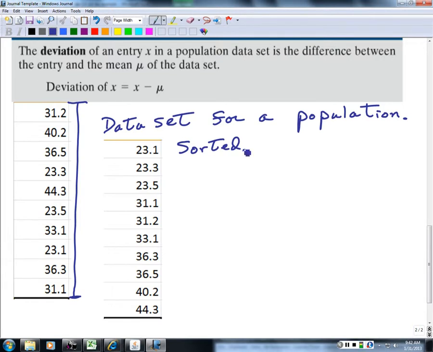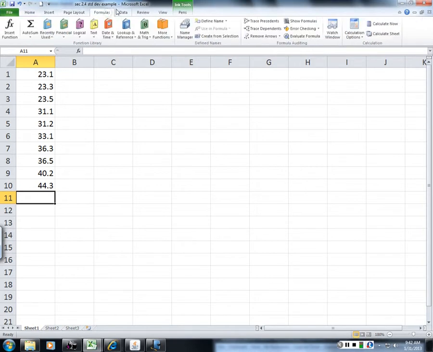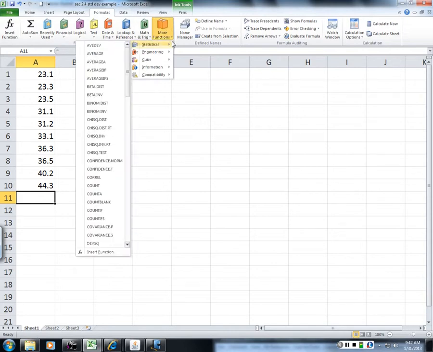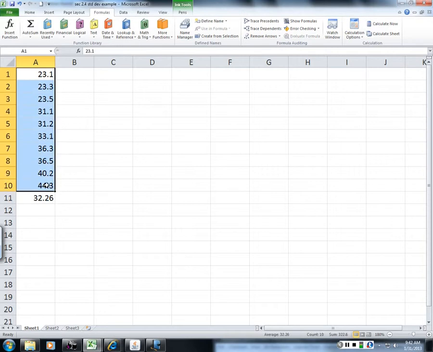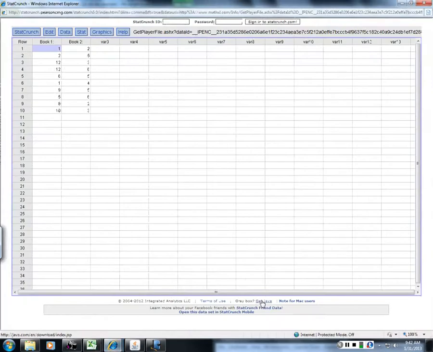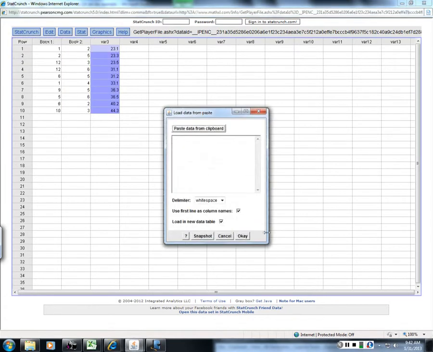How do I find the mean? Well, I go into Excel, I highlight that, and I'm going to come over here to Formulas, More Functions, Statistical, and I'm going to click Average, and I'm going to click OK, and there's my mean, 32.26. Now I can do it in StatCrunch if I want to. Let's copy that. Let's go into StatCrunch. And I'm going to go ahead and, well, I thought I was going to paste it. There we go. I loaded it. Okay.